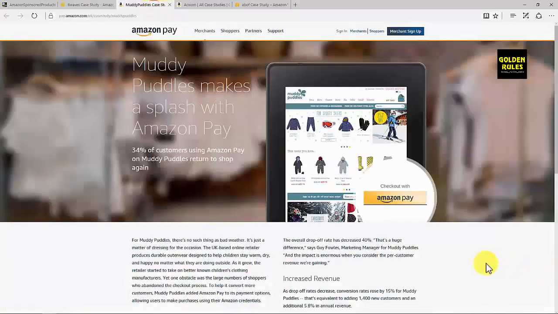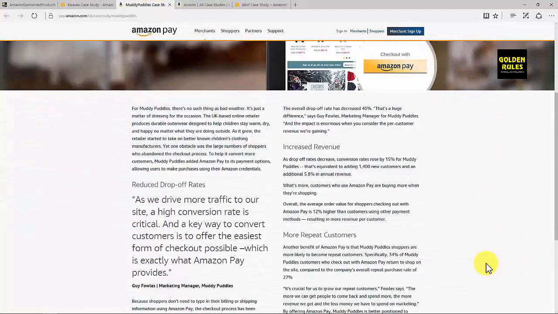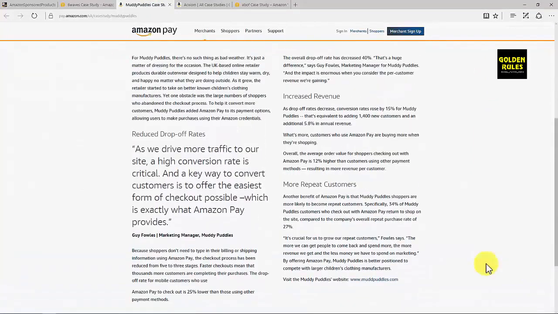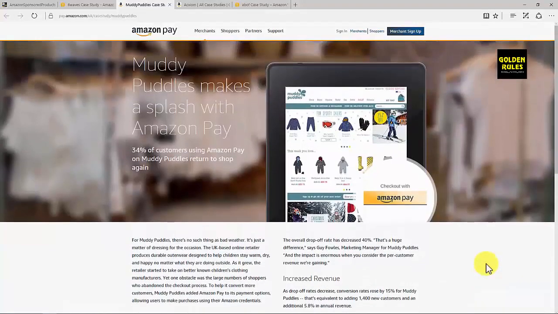Muddy Puddles. Muddy Puddles is an online retailer based in the UK that sells outerwear designed for children. They specialize in outerwear that protects kids from harsh environmental conditions, such as cold and rain. The company's objective was centered on decreasing the number of customers leaving the checkout process without completing their purchases.